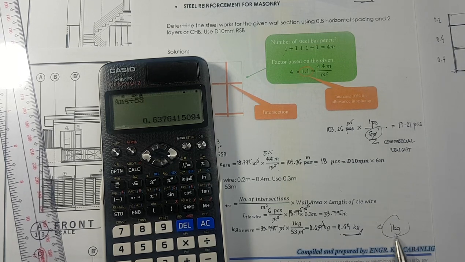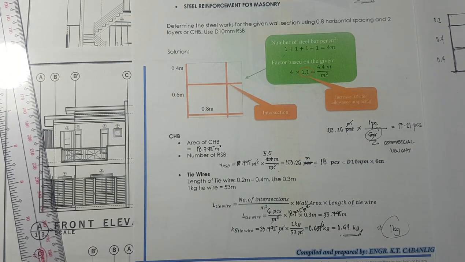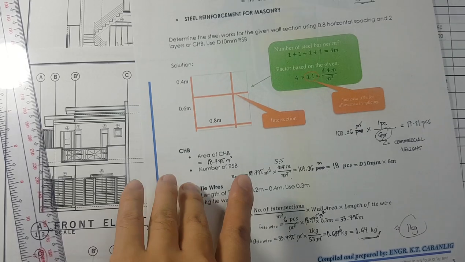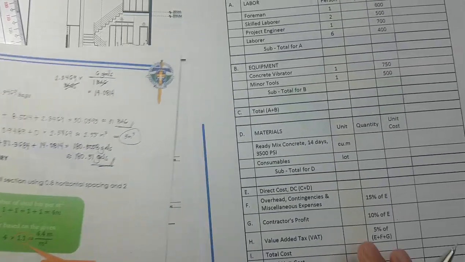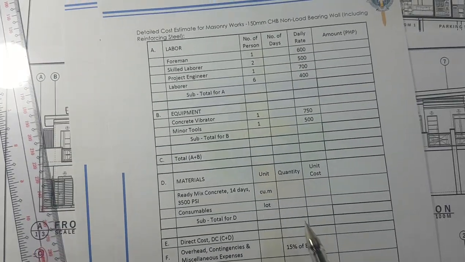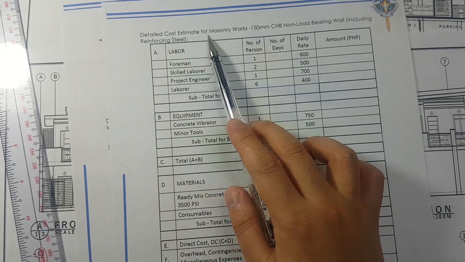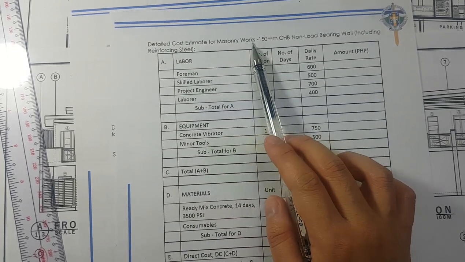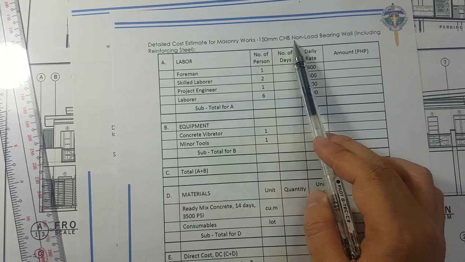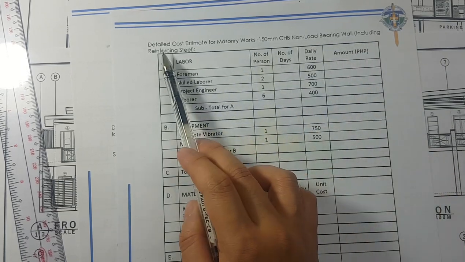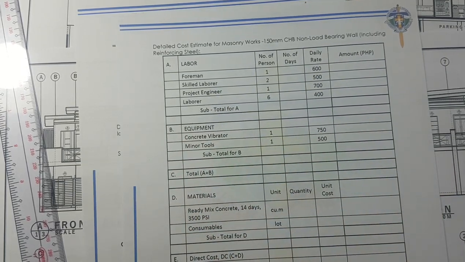Bakit? Kasi gagamitin pa natin yung tie wire sa reinforcing steel bars. Okay? Sa steel works natin. Okay? So, we're done with our estimation. And the next thing that we need to do is to determine the detailed cost estimate for masonry. This is a 150mm CHB non-load-bearing wall, including reinforcing steel bars.